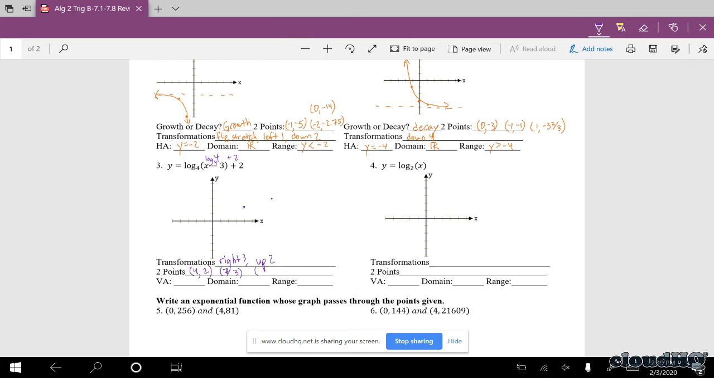if we plugged in 3 1/4, 3.25, 3.25 minus 3 is 0.25 or 1/4. Log base 4 of 1/4, that's -1. -1 plus 2 is 1. So that's not a bad option either.